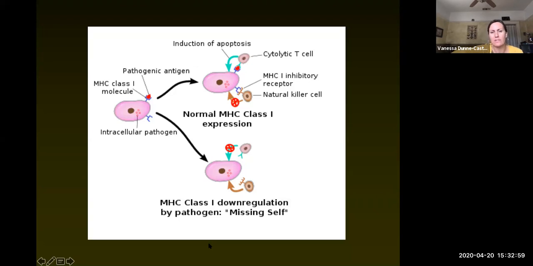So cytotoxic T cells and natural killer cells are very similar in their effector function. But natural killer cells will essentially recognize cells that are missing all their MHC class 1 receptors and destroy them, versus cytotoxic T cells, they recognize MHC class 1 that's presenting foreign antigen and cause the destruction of that cell.